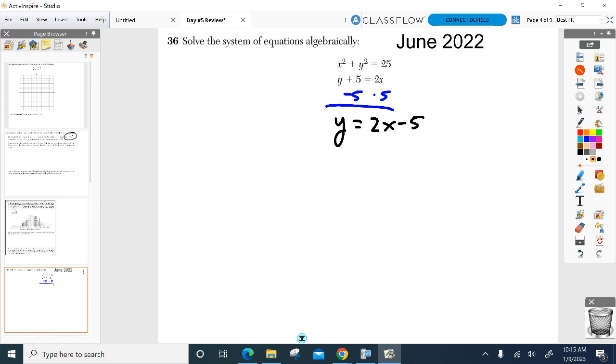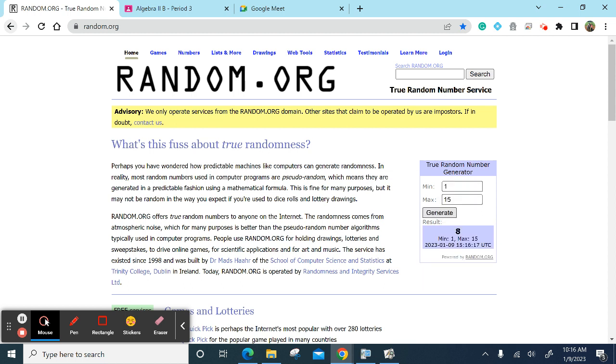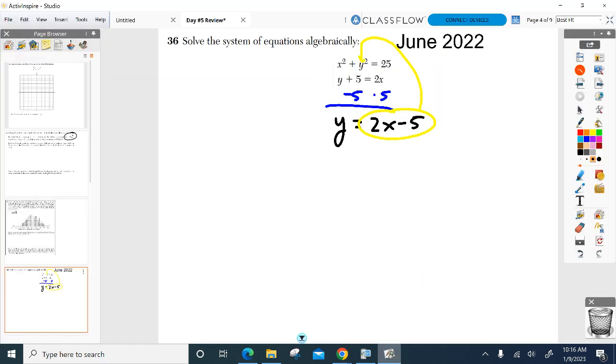Now do you see what I mean by substitute in? I take 2x minus 5, go to the first equation, and wherever I see y, type it in or plug it in. So now I need somebody to rewrite the first equation for me. X squared plus 2x minus 5 squared equals 25. Perfect. Great job.